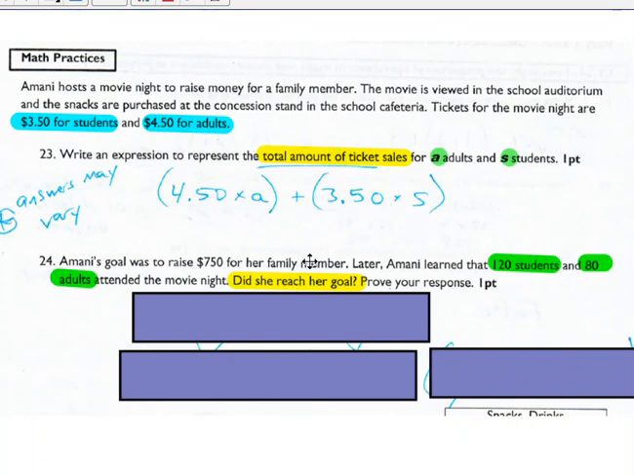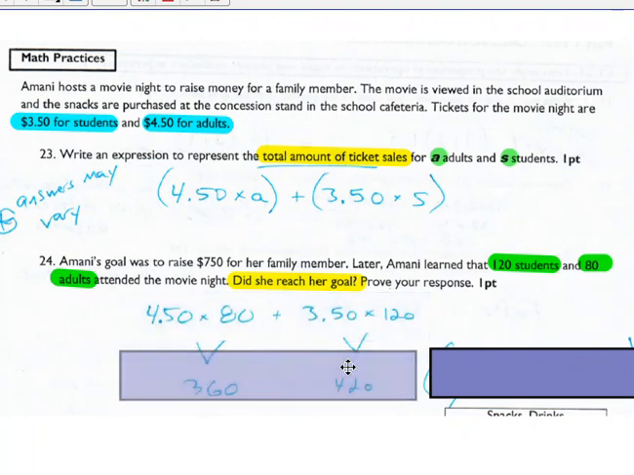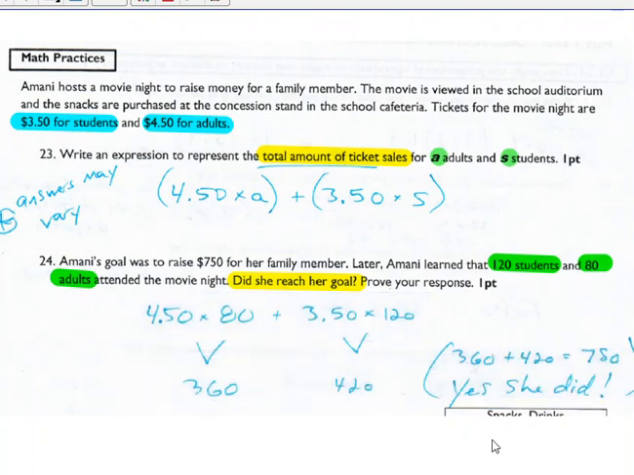Number 24, her goal was to raise $750 for the family member. Later, she learned that this many students and this many adults showed up. Did she reach her goal? Well, this is where your equation or your expression really can help you because now we can plug in a number for the number of adults. And a lot of people did this. And they can also do the same thing with the number of kid tickets. So now we know it's really 450 times 120 plus 350 times 80. Okay, now we can work with our expression. And if we do that, we find out that that's a grand total of $780. Yes, she reached her goal. She reached it by more than $30, by $30 exactly.